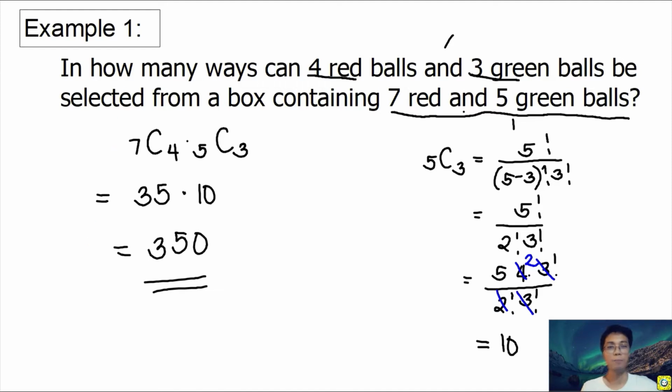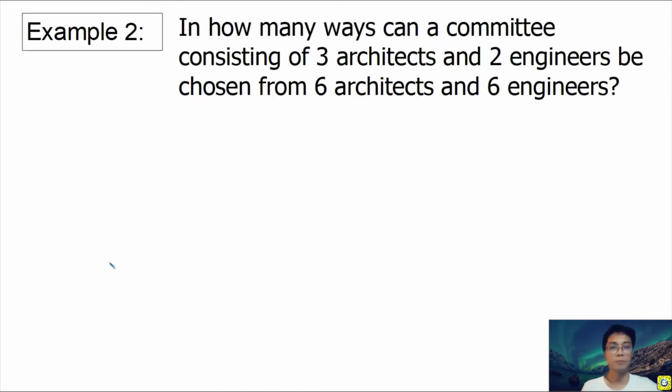Nagkakaintindihan? Next example po tayo. Example number 2. In how many ways can a committee consisting of 3 architects and 2 engineers be chosen from 6 architects and 6 engineers? So, underline lang natin, ito po yung pamimilian natin. 6 architects tsaka 6 engineers. Ang kukunin sa architect, 3. Ang kukunin naman sa engineer, 2.